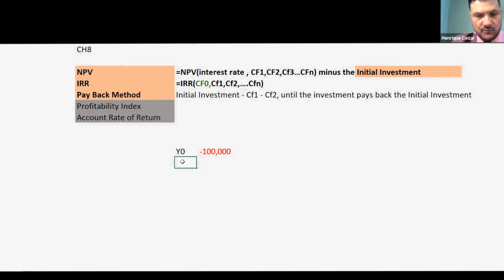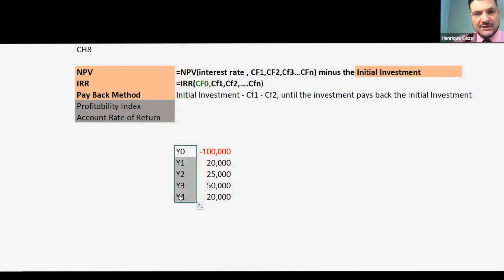And let's say in year 1, my investment is going to give me $20,000. In year 2, I'm going to get, let's say, $25,000. In year 3, let's say I'm going to get $50,000. And in year 4, I get another $20,000. Let's say that's my project, that's what I want to invest my money in.